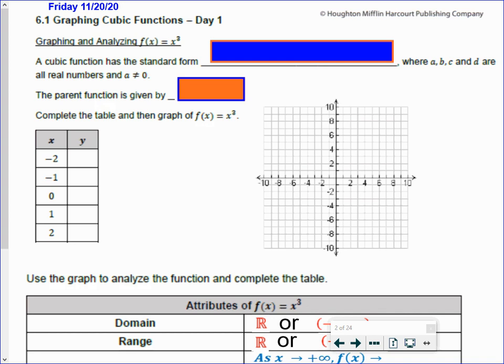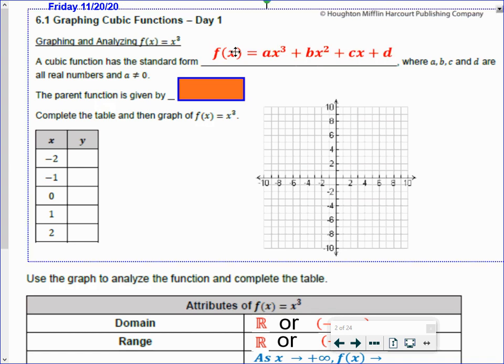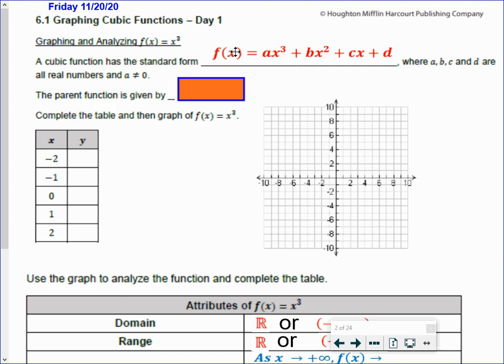A cubic function has the standard form f of x equals ax cubed plus bx squared plus cx plus d, where a, b, c, and d are all real numbers, and a is the only coefficient that cannot equal 0. The parent function is given by f of x equals x cubed.